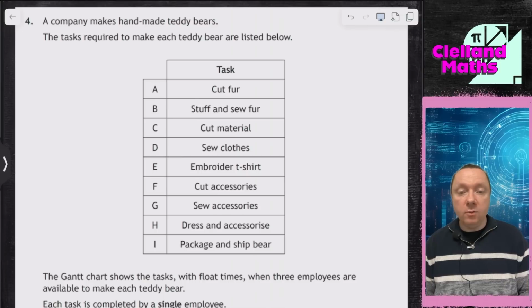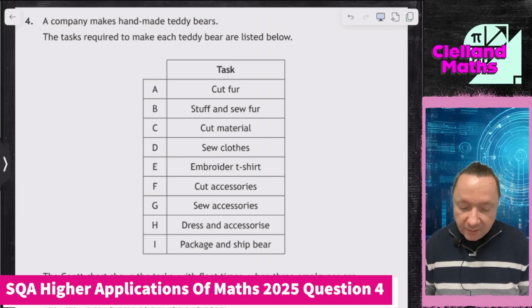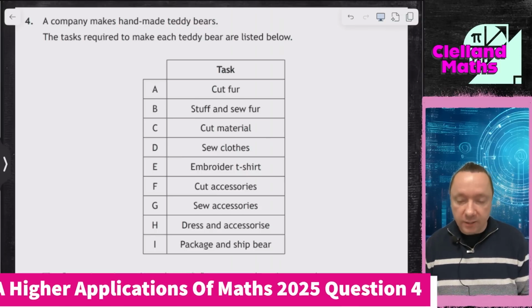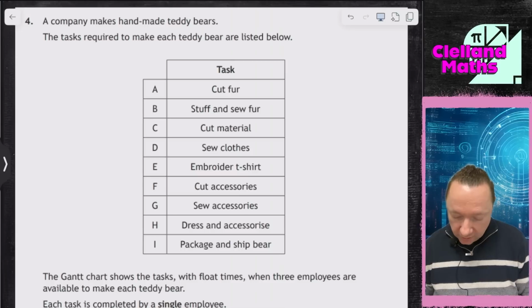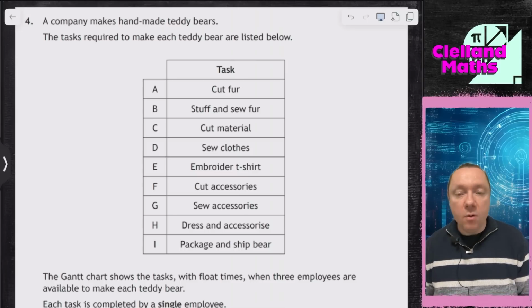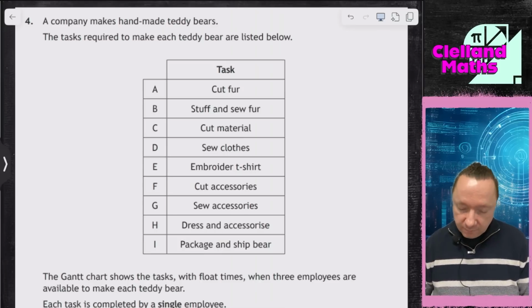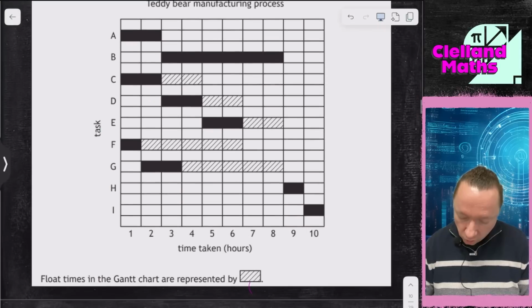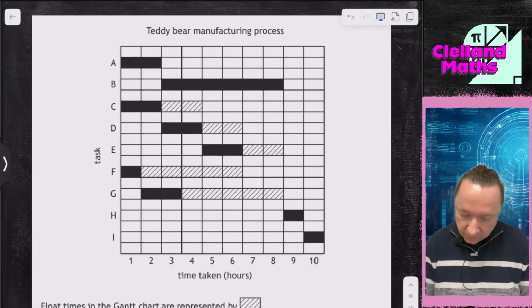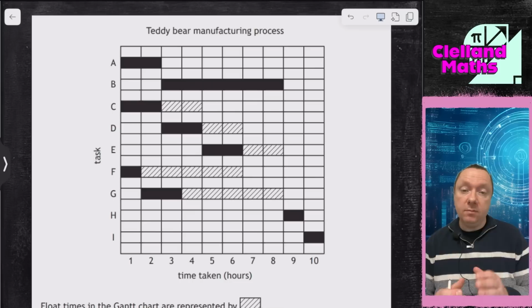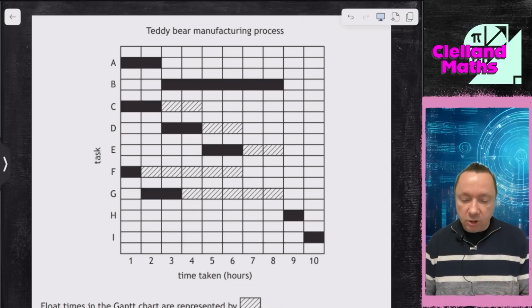Next, Higher Applications of Maths 2025 question 4. A company makes handmade teddy bears. The tasks required to make each bear are listed below. The Gantt chart shows the tasks with float times when 3 employees are available, but each employee does a single task. So the tasks are in hours, and we've got all the tasks down the side. And in a minute, we're going to be asked for the critical path and to make a PERT chart.